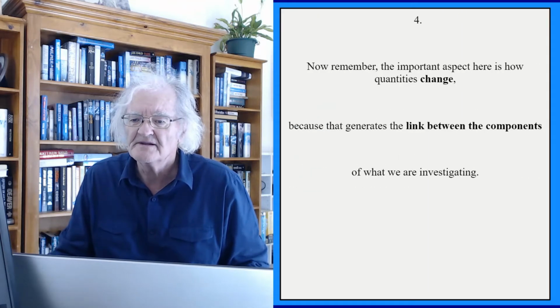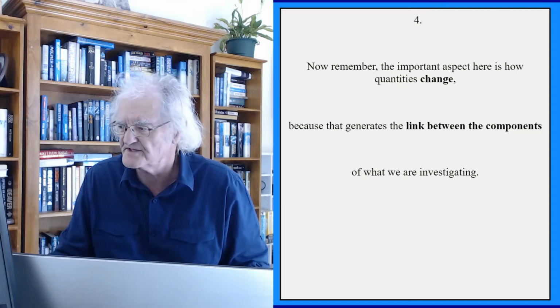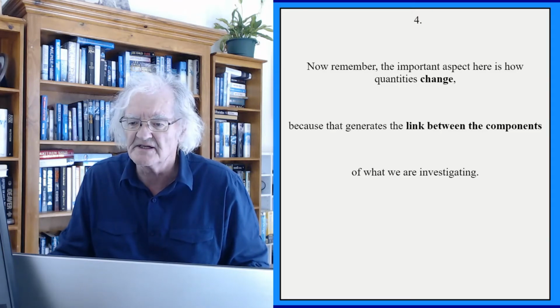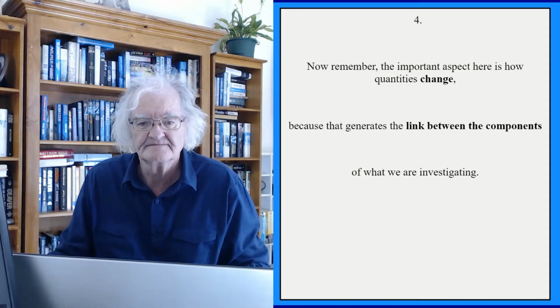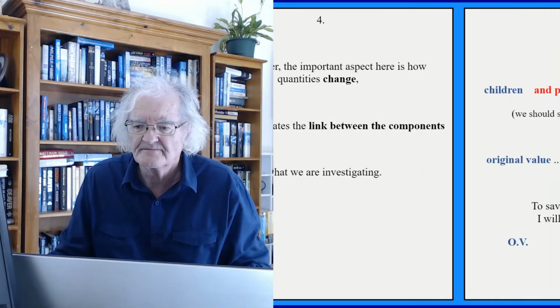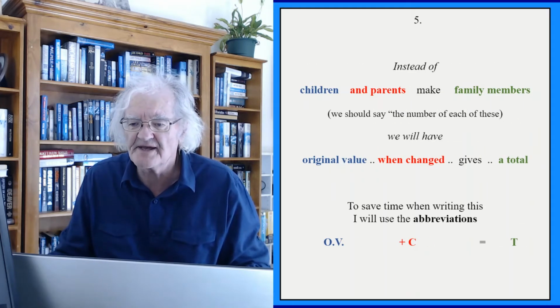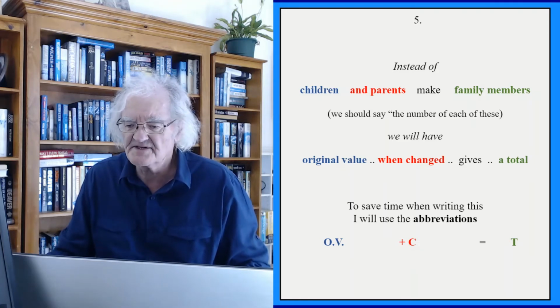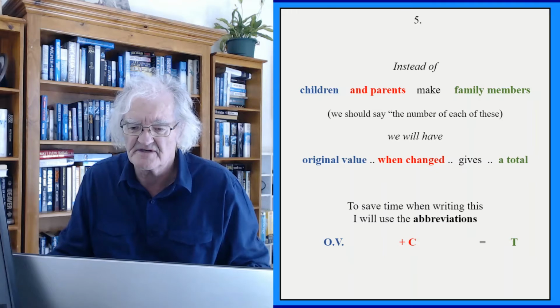Now remember, the important aspect here is how quantities change, because that generates the link between the components of what we are investigating. Instead of children and parents make family members, we should say the number of each of these. We will have original value when changed gives a total. To save time when writing this, I will use the abbreviations: original value, whatever the change is, and the resulting total.